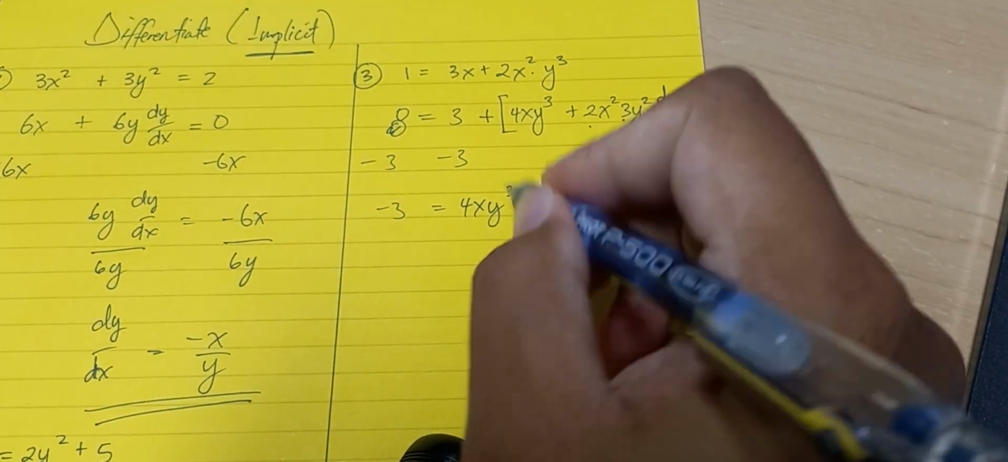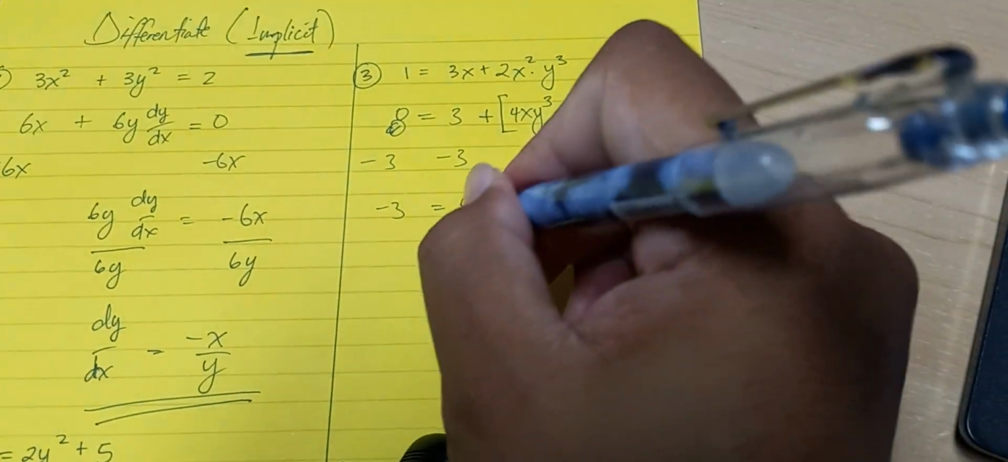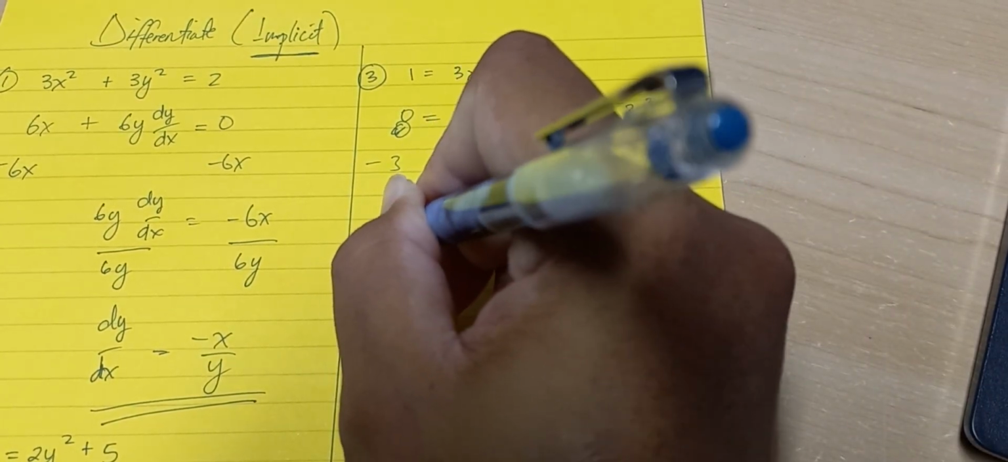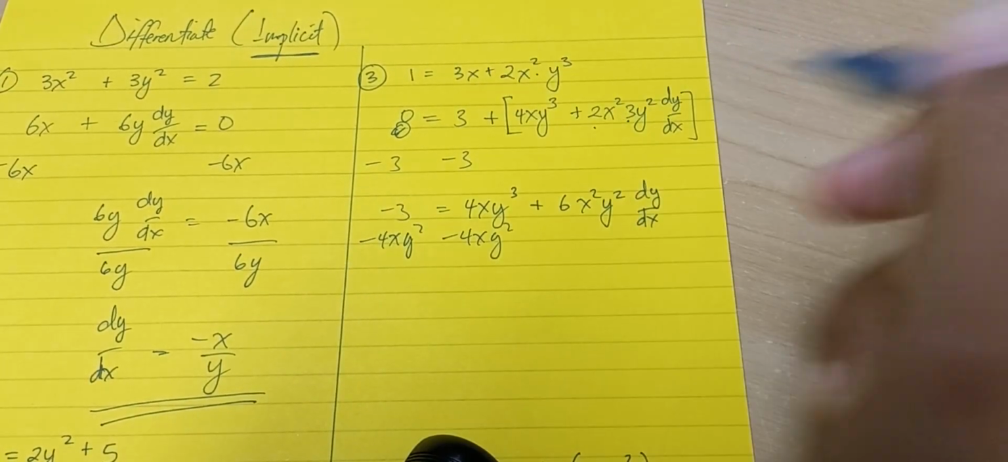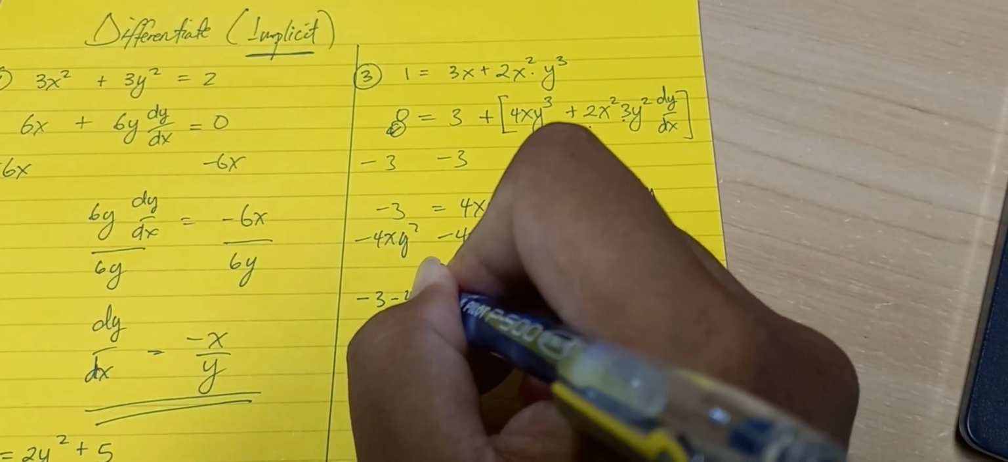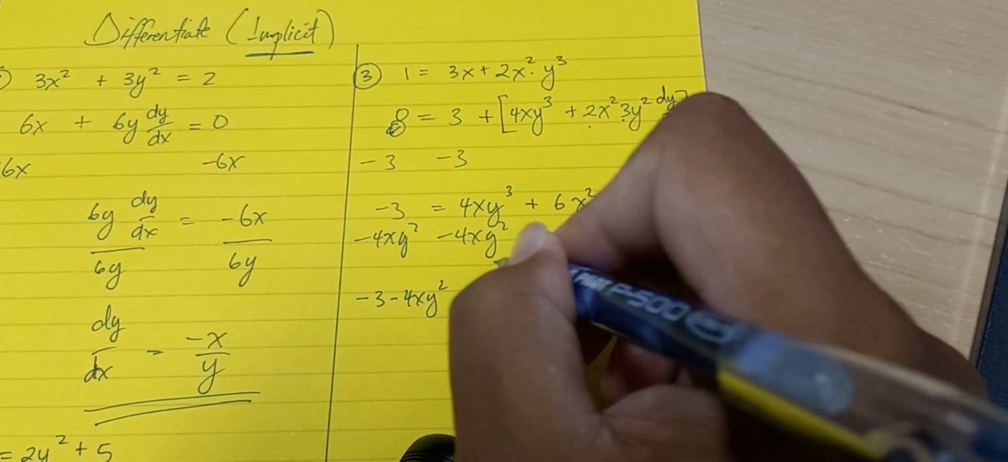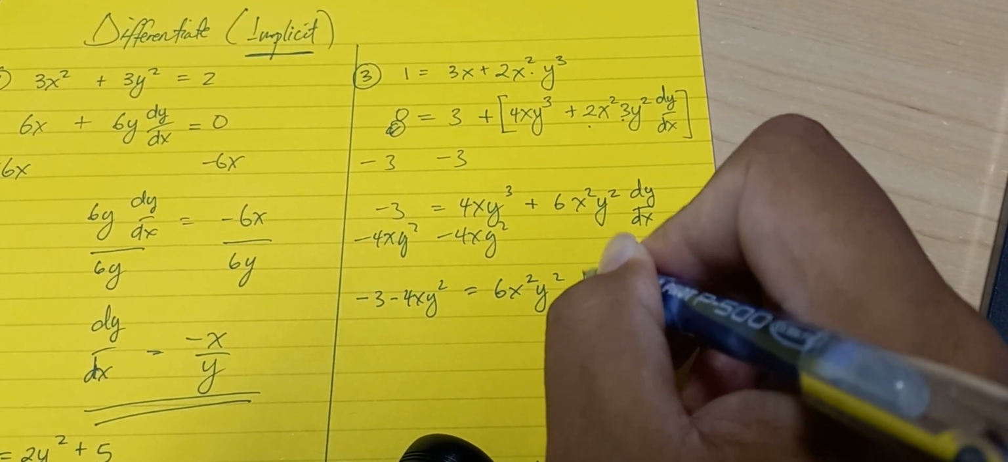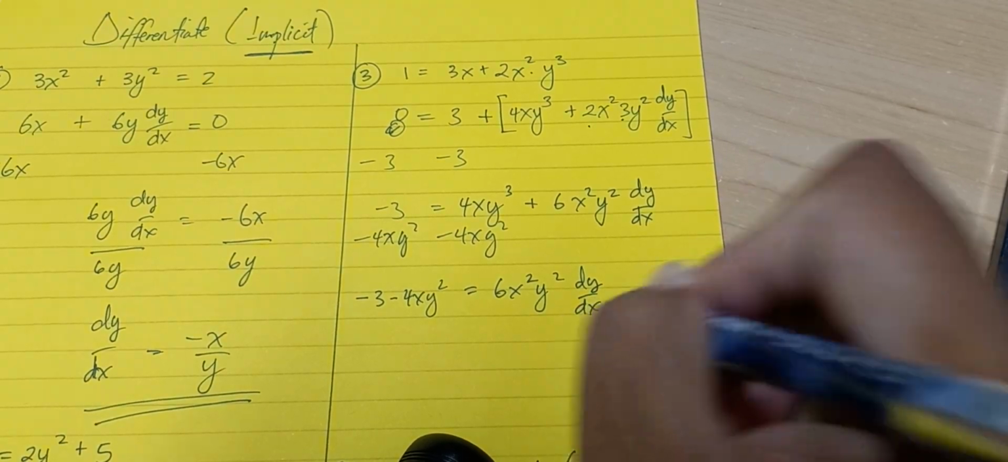Then get rid of 4xy cubed. So we minus 4xy cubed here, and we also need to minus it on the other side. So we get negative 3 minus 4xy squared equals 6x squared y squared dy/dx.